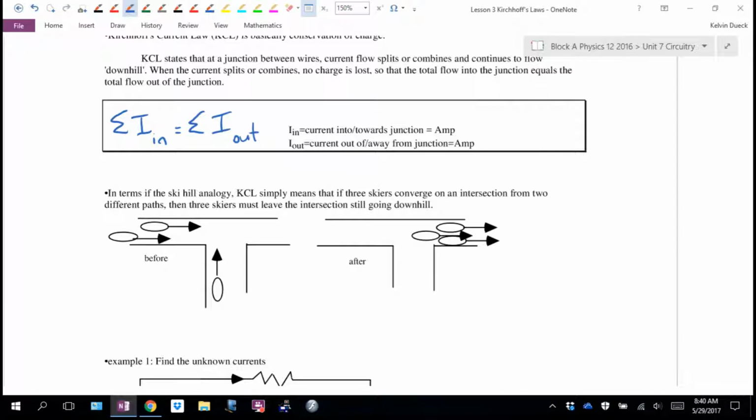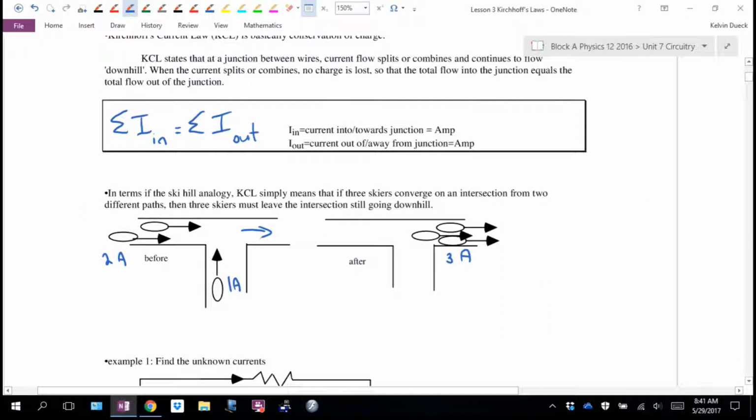Okay? So, suppose we have 2 amps of current flowing in here and 1 amp of current flowing in here, and then they're going to go this way. How many amps must exit that junction? 3. That's Kirchhoff's law for current. Current in equals current out.